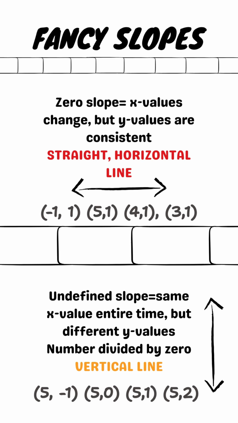We have 2 more slopes. We have 0 and undefined slopes. 0 slopes are going to be straight lines horizontally, like the horizon, or a worm. Anyways, undefined slopes are a straight vertical line like skyscrapers.